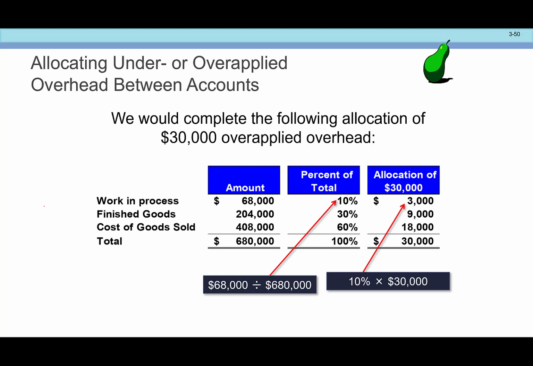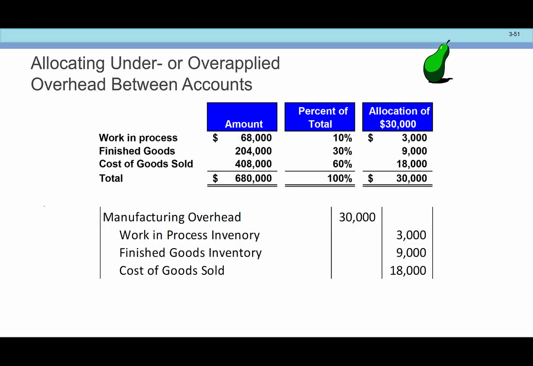Just figure out what percent each one of these makes of the total, and that's what we did here. The debit's the same whether it goes all to cost of goods sold or whether we allocate it. And you allocate it based on whatever the balances were at the end of the period, each one of them. Question?